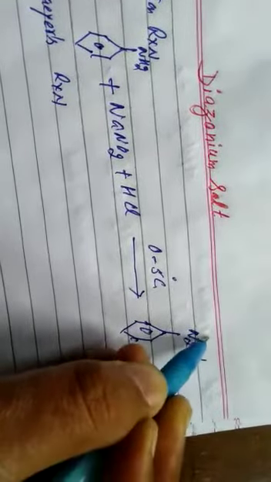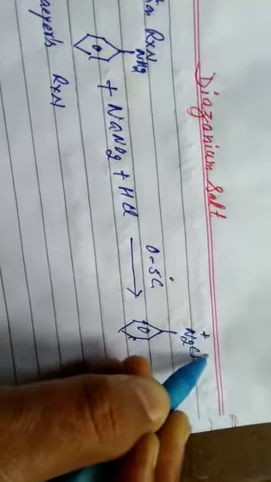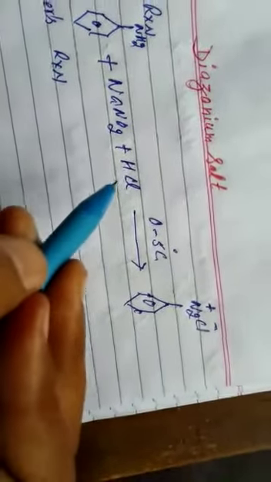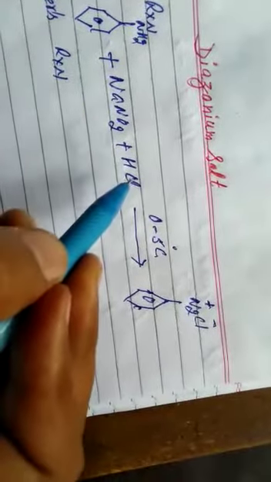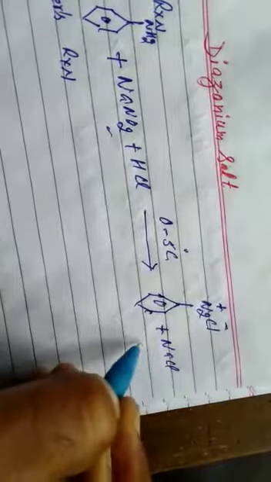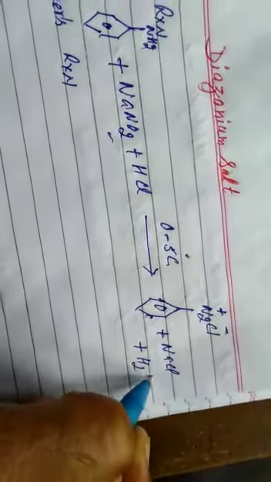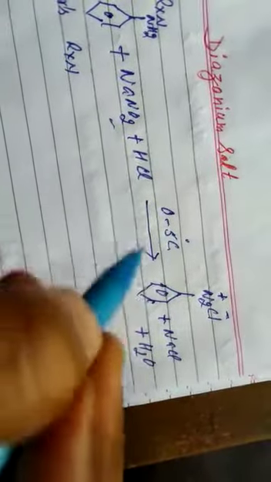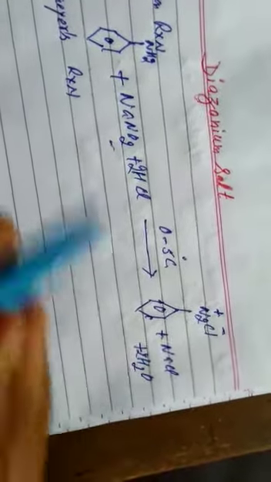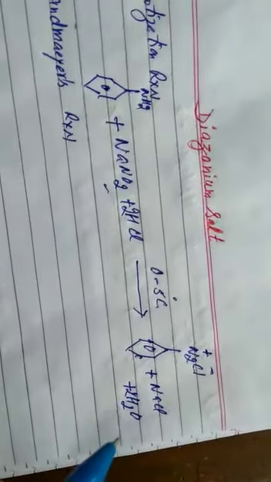Diazonium salt is an ionic compound carrying nitrogen positive charge and halogen negative charge. Plus we have to mention side product. One of the side products will be NaCl and the rest is water. Plus NaCl plus H2O. If we have to balance it, then balance oxygen, 2 times 2 water. It's your naming reaction, it is called diazotization reaction.